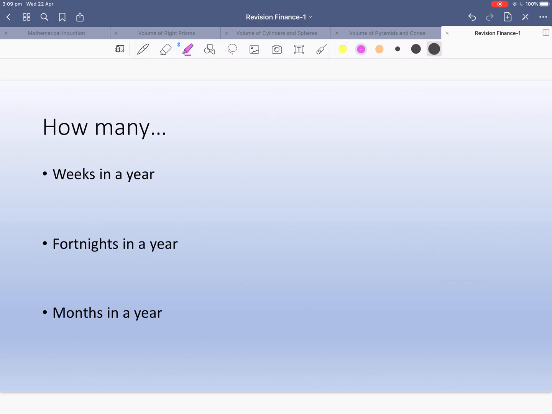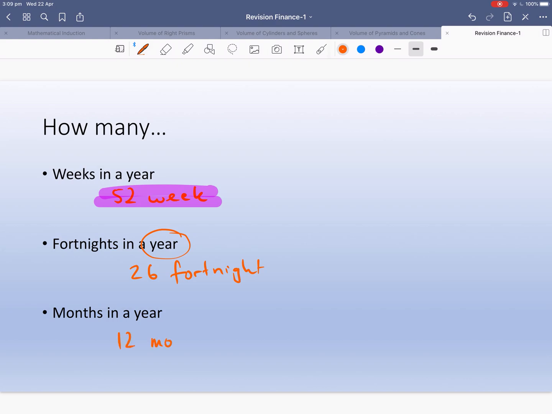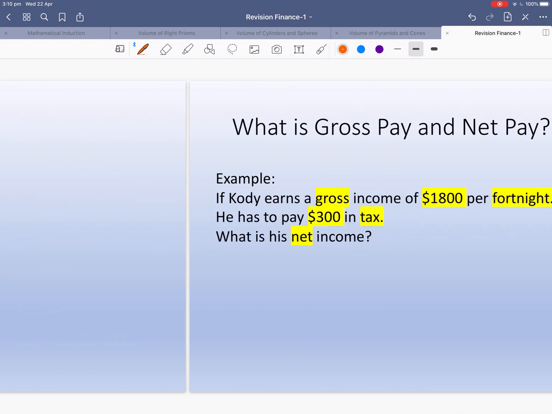All right, how many weeks are there in a year? This should be pretty straightforward. There are 52 weeks in a year. How many fortnights? Fortnight means simply 2 weeks. So it's going to be half the amount of this, and so that's 26 fortnights in a year. All right. How many months are in a year? 12 months. All right. So these are all really important information that we'll get to use in this topic.